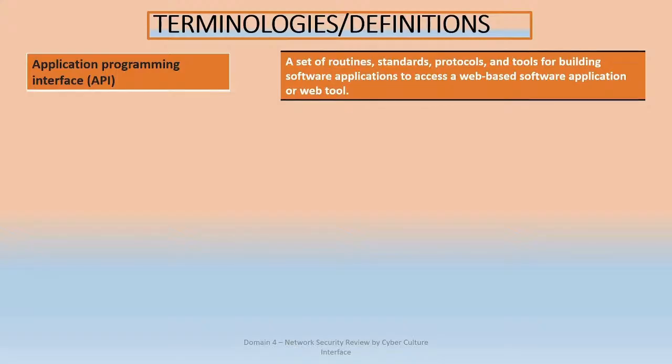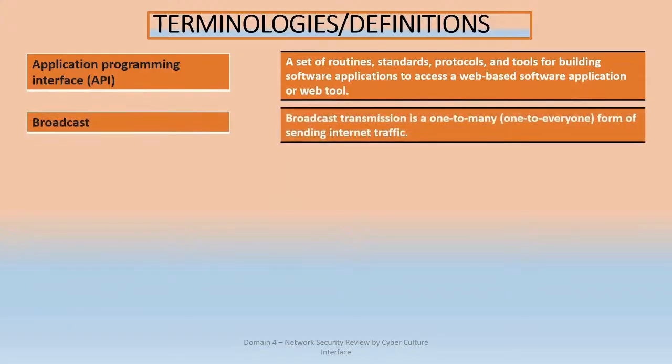So API is basically a set of routines and standards or protocols, tools for building software applications to access web-based software application or web tool. So API is basically like an interface, for you to connect to applications that are running on the internet. When you say an interface, this interface is made possible through the protocols and standards that have been set in place. So you need to understand what the API is when you see it in a question.